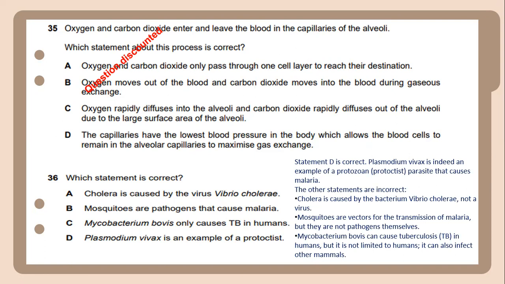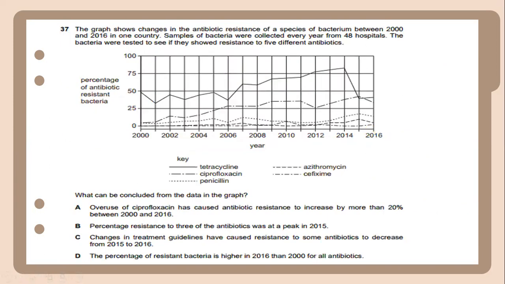Plasmodium vivax is indeed an example of a protozoan parasite that causes malaria. Cholera is caused by the bacterium Vibrio cholerae, but not a virus. Mosquitoes are vectors for the transmission of malaria, but they are not the pathogen themselves. And Mycobacterium bovis can cause TB, tuberculosis, in humans, but it's not limited to humans, it can also infect other animals. So the answer will be D.